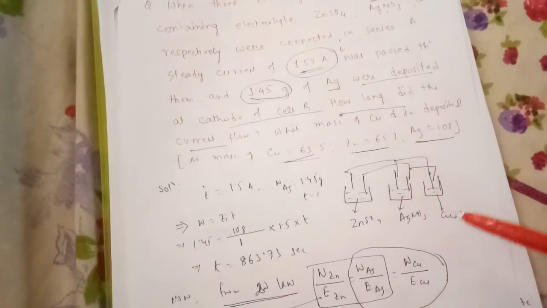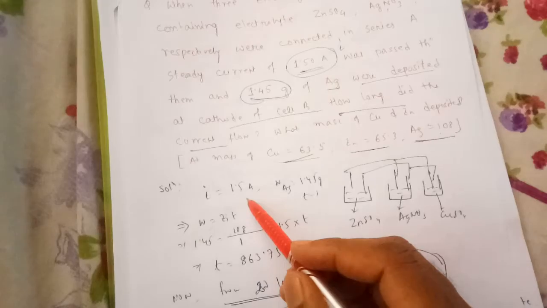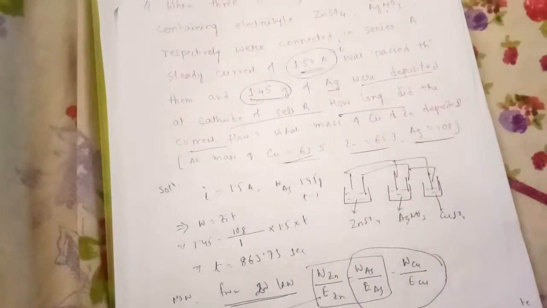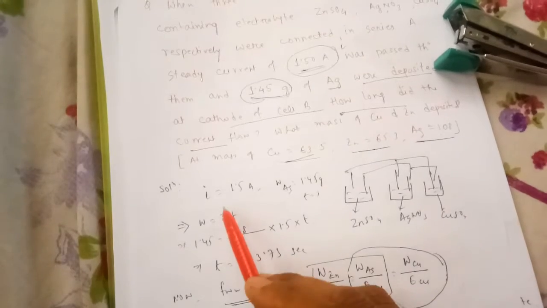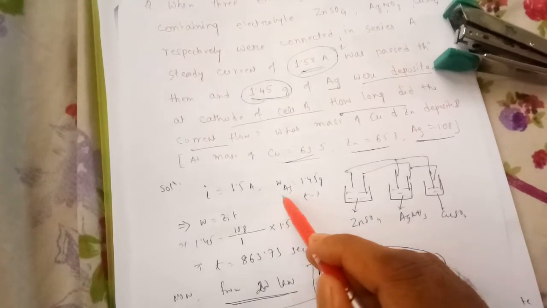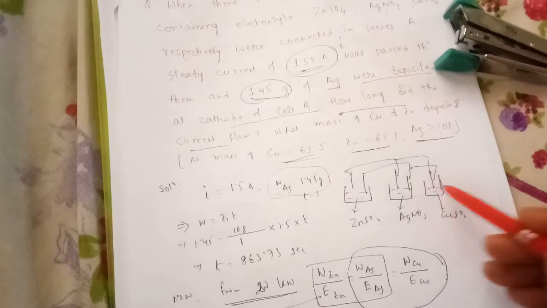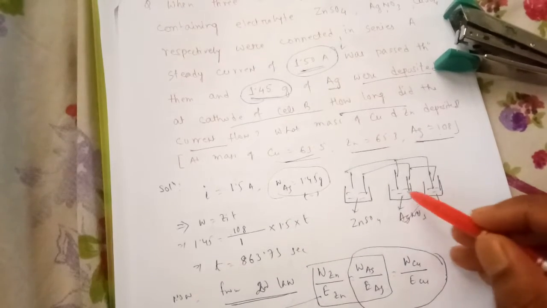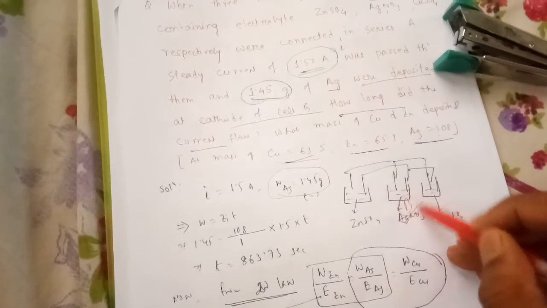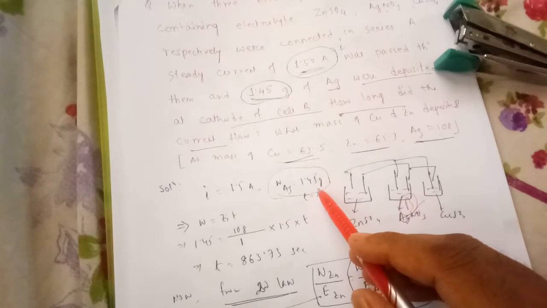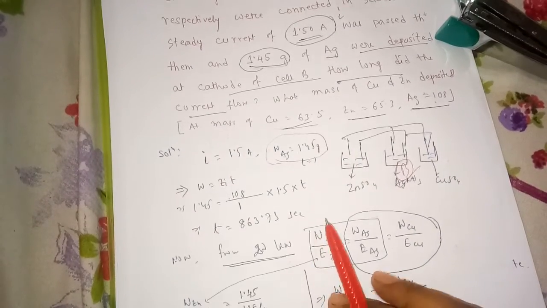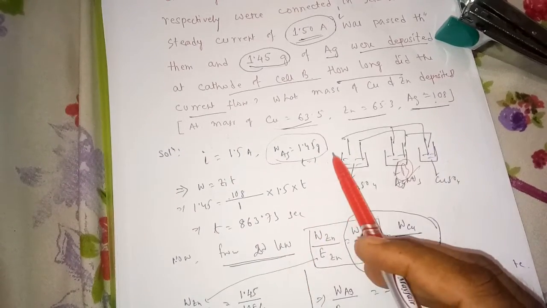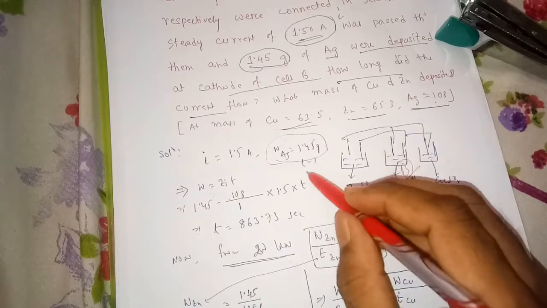Now, in this one, current I is given, 1.5 ampere. First of all, students, you have to write the question, then you can solve it properly. Current is 1.5, amount of silver deposited is 1.45 gram. Silver nitrate is in cell B. Cell B, silver nitrate, deposited 1.45 gram. Then the time is required to be found out.